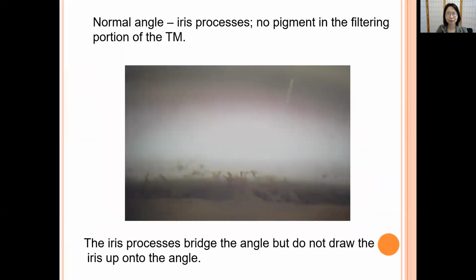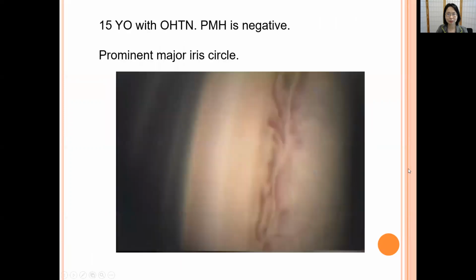In some of these normal angles, patients may have iris processes. And in this particular angle structure that you're seeing, the trabecular meshwork is here, and there's very little pigment in the filtering part of the trabecular meshwork. The iris processes bridge the angle, but do not actually draw the iris up to the angle. They're different from peripheral anterior synechiae, and they do not impair the drainage function. However, when you're performing SLT, you do want to be mindful of these processes and try to skip them, as you can get IOP spikes and pigment dispersion by lasering these iris processes.